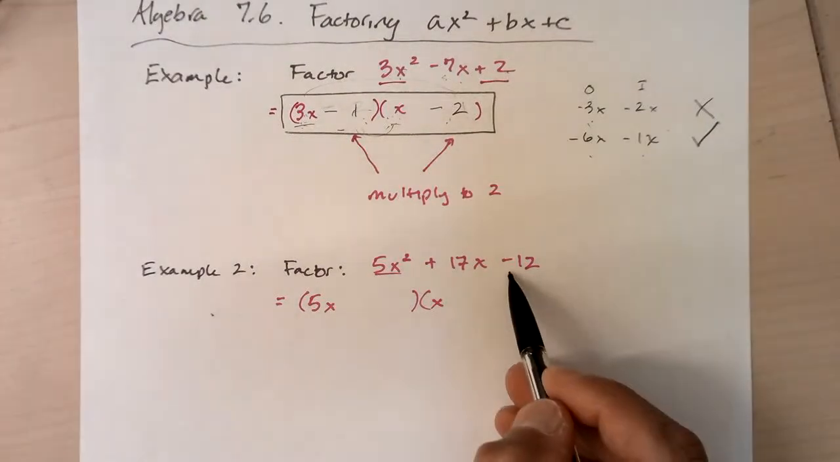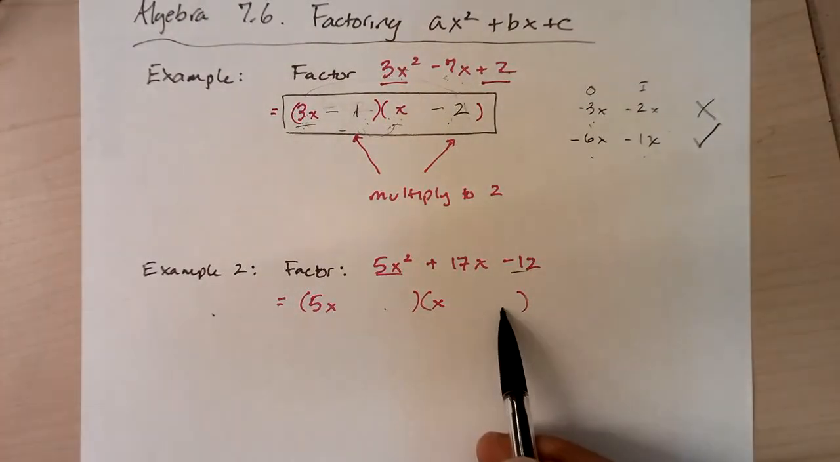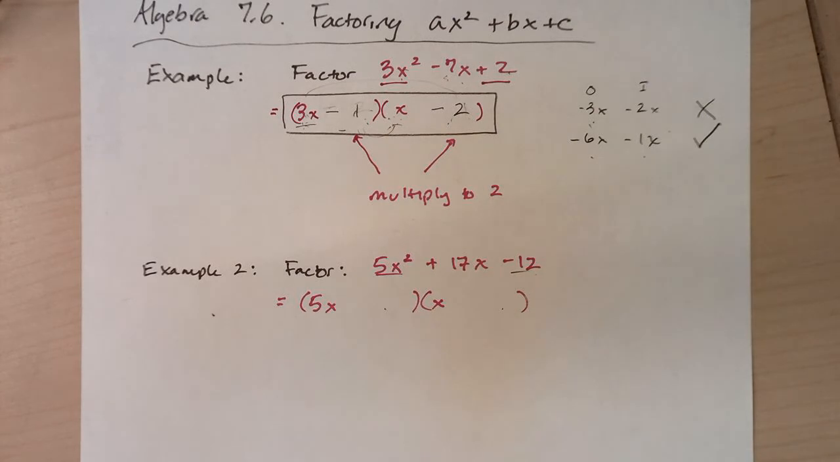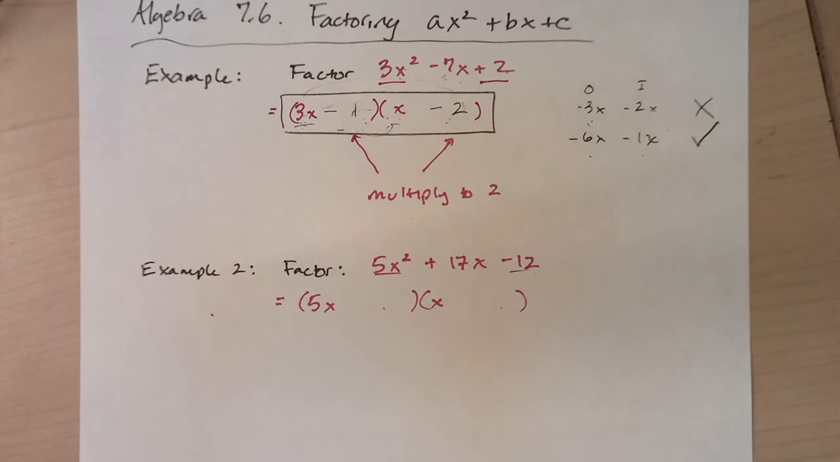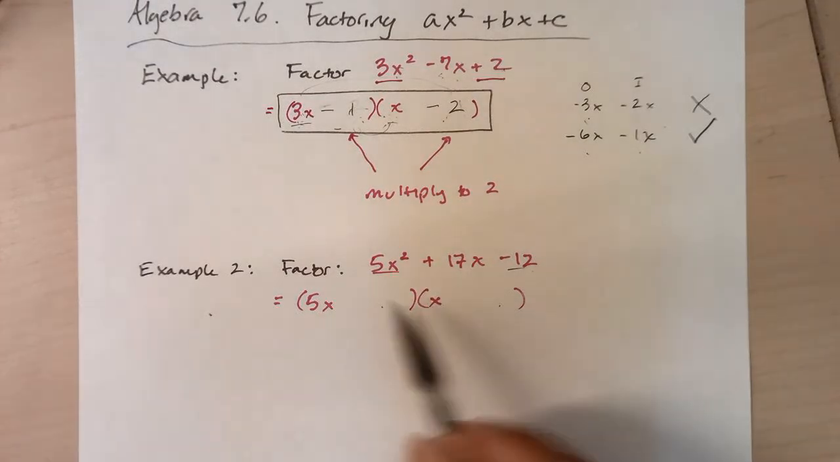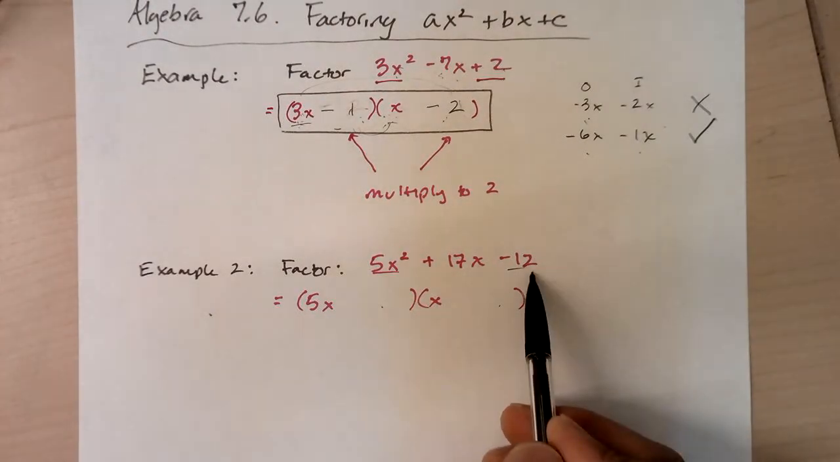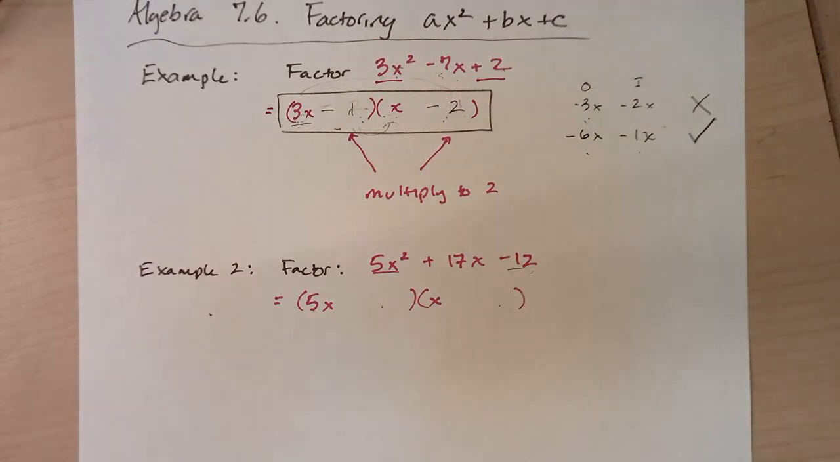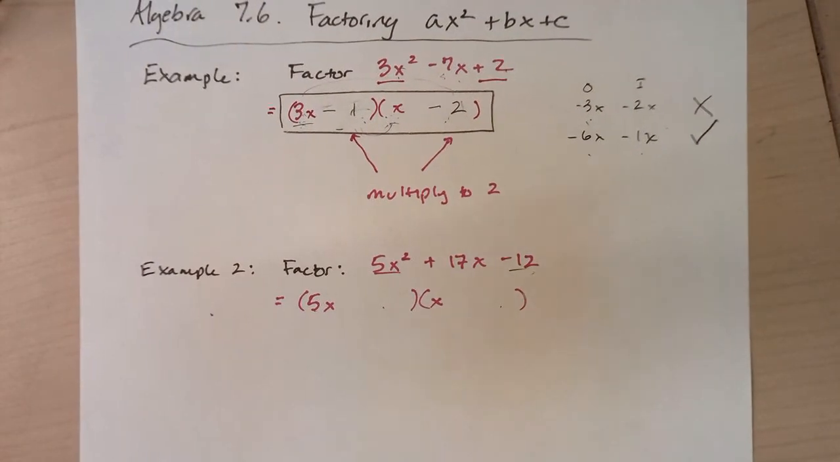Now I look at the last term, negative 12. The last term of each binomial needs to multiply to negative 12. What that means is, first of all, one has to be positive and one has to be negative. Then I need to look at all the possible factors of 12: 12 and 1, 2 and 6, 4 and 3. There might be quite a few different combinations that we would need to try. Once I multiply those two factors of negative 12 by 5 and 1, they should add to 17. Maybe you could try to play around with some numbers before we go over this together and figure out exactly what works.